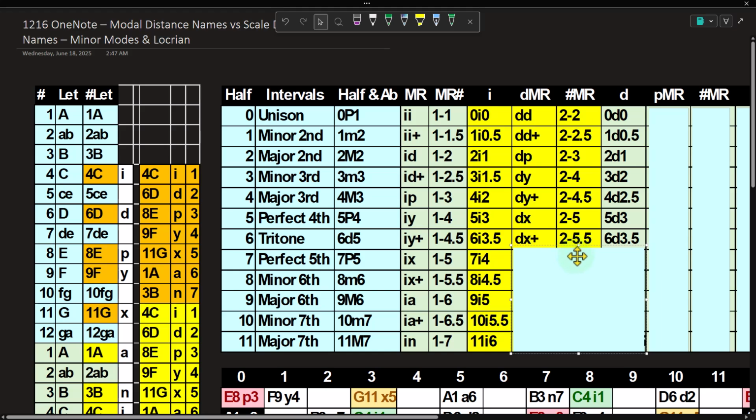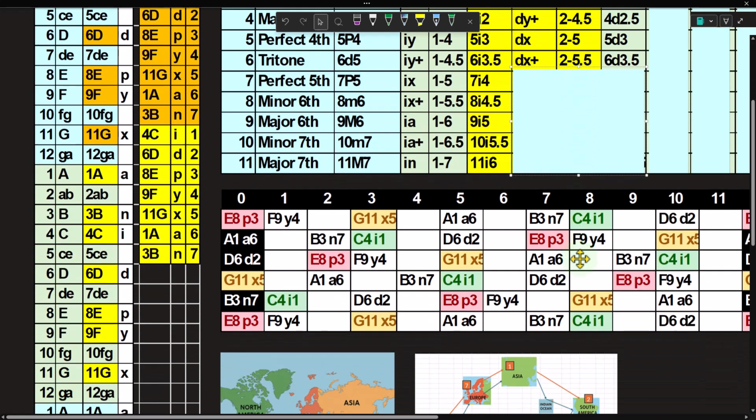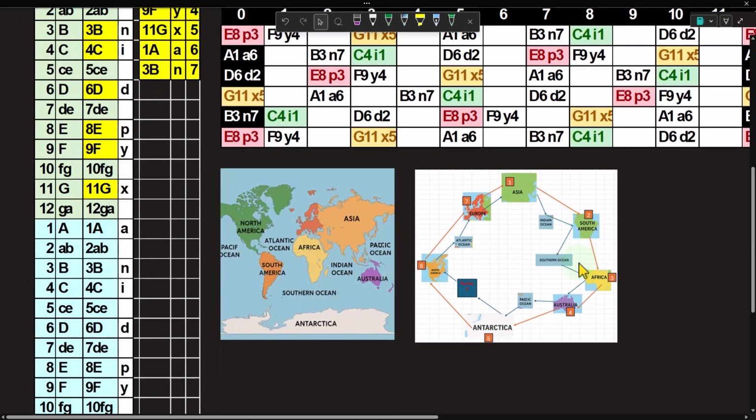That's like by Australia. So I don't know. See, it's down here by Australia on that.